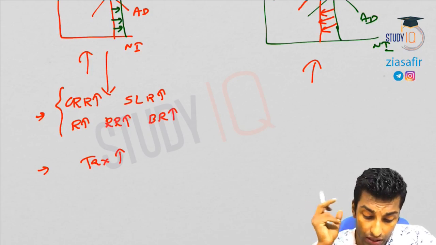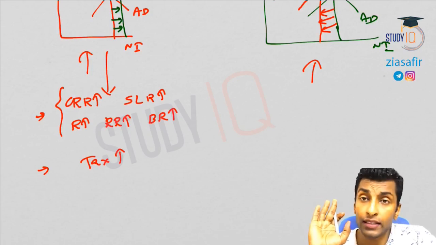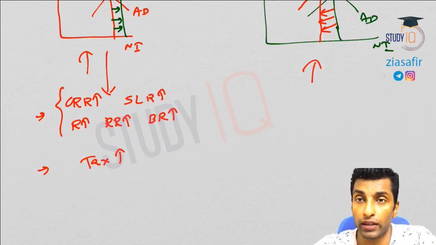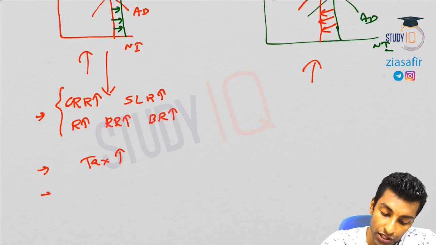We have discussed that, but in tax it means you need to increase tax, because the direct tax share is more in the tax. What about expenditure?